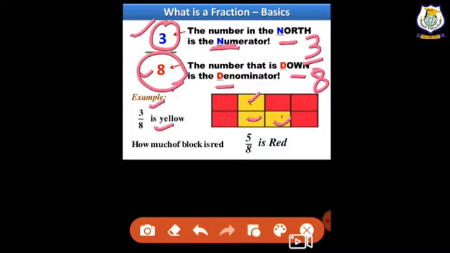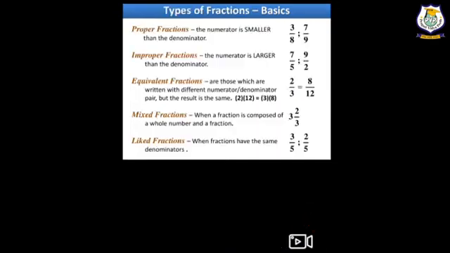Now they have asked how much of the block is red. Total 1 to 8 is there. So in the denominator we will write 8, and then count 1, 2, 3, 4, 5. Out of 8, red is 5. So the fraction is 5 by 8. Now here are the types of fractions.